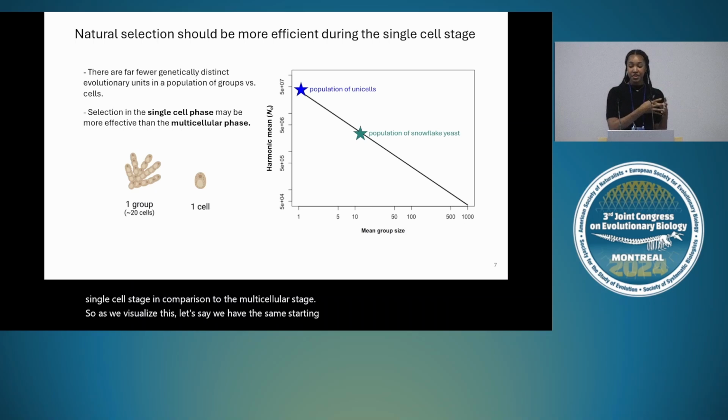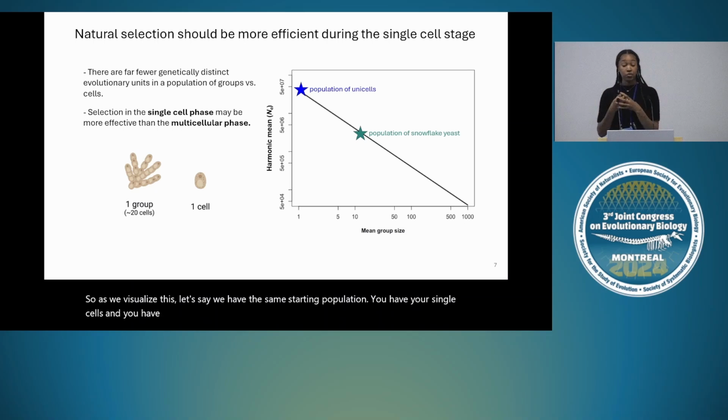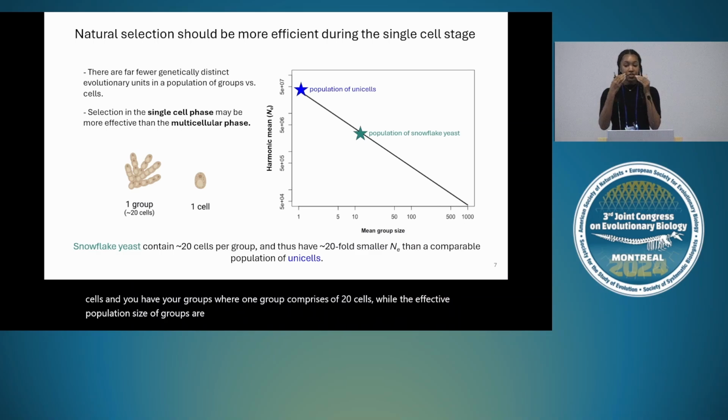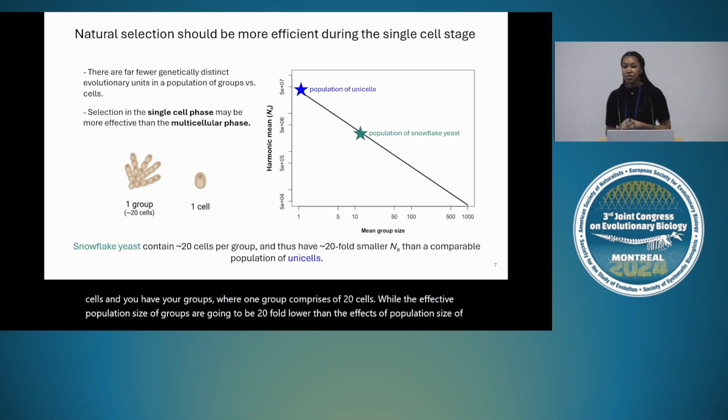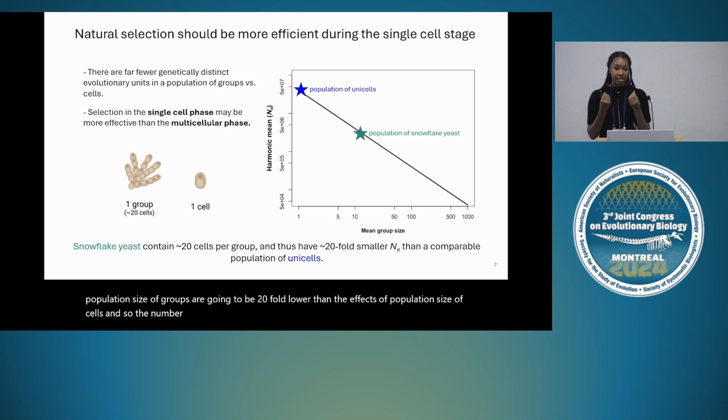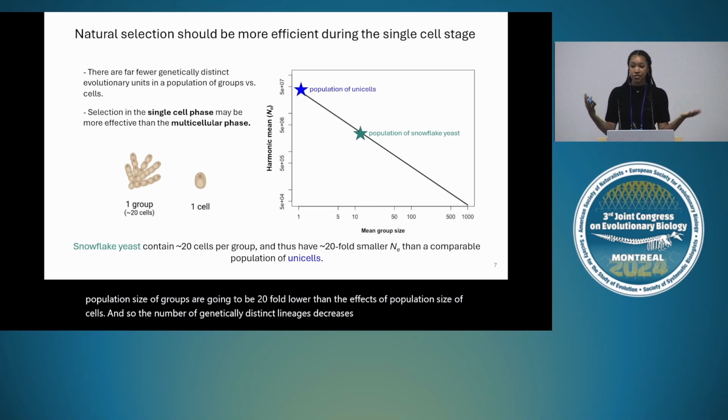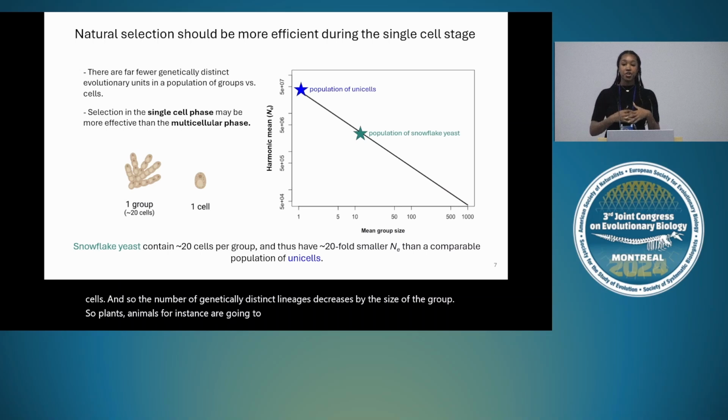And so if we visualize this, let's say we have the same starting population. You have your single cells and you have your groups, where one group comprises 20 cells. Well, the effective population size of groups is going to be 20-fold lower than the effective population size of cells. And so the number of genetically distinct lineages decreases by the size of the groups. So plants and animals, for instance, are going to have a much lower effective population size.